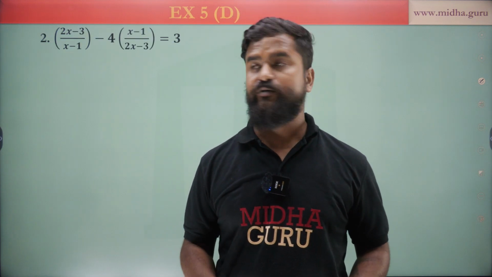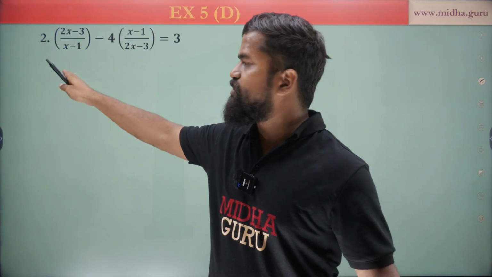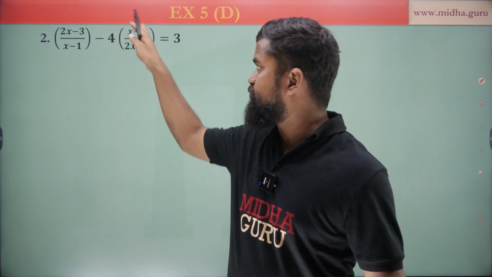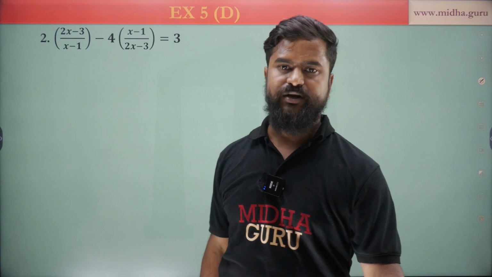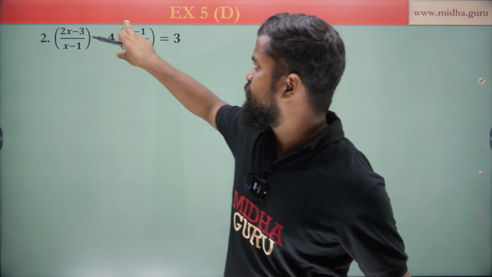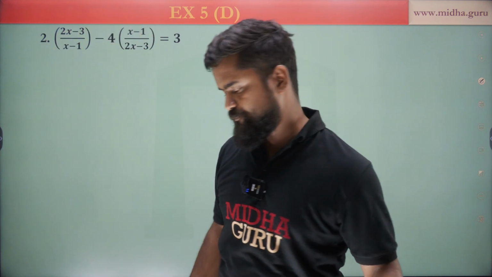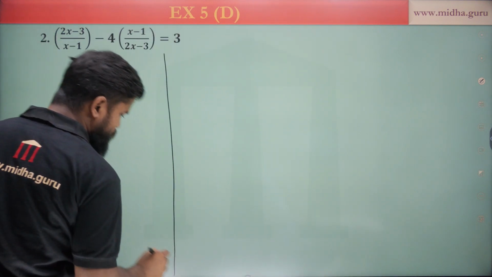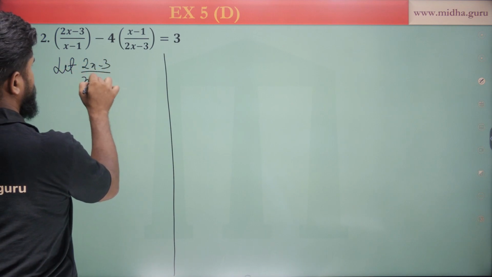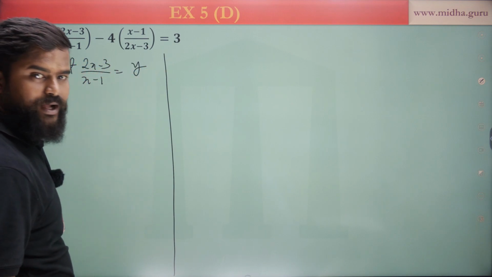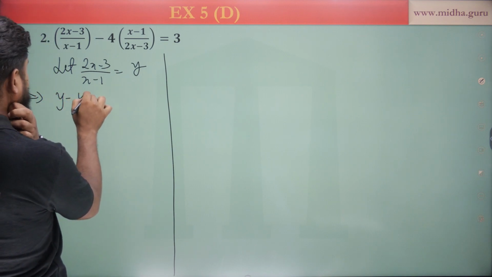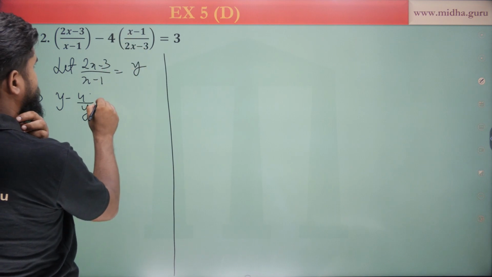Moving on to the next equation, we have 2x minus 3 by x minus 1, minus 4 times x minus 1 by 2x minus 3, is equal to 3. Again, as you can see, we are supposed to use the same logic, since this term is the reciprocal of that term. So what we will do is let 2x minus 3 by x minus 1 be equal to y. Then we have the new equation as y minus 4 by y, since this is 1 by y, is equal to 3.